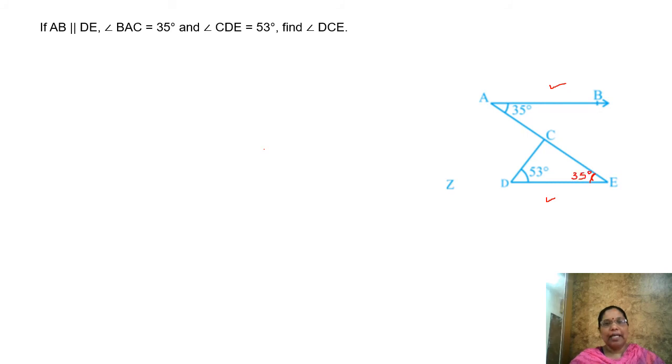Now, angle BAC is given as 35. It is given angle BAC is 35 and angle CDE is 53. That is also given here. Angle CDE is 53. Find angle DCE. Which is the angle that we have to find? Angle DCE. This is the angle that they are asking us. Have you got the angle?